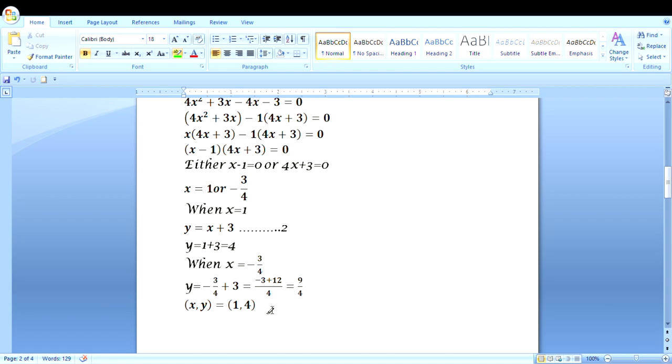Now, of these two solutions, when x is 1 and y is 4, it satisfies the equation. So if you substitute and try it, you see that it is only this pair of solutions that satisfies the equation.